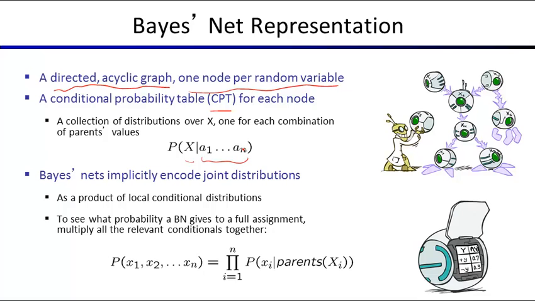Implicitly, by having all these CPTs, you encode a joint distribution. The way we define the joint distribution is as the product of the local distributions. So the joint is, by definition, the product of the local distributions. So whenever you're given a Bayes net, it's a graph and a set of CPTs. Together, they define a joint distribution. The reason you specify the Bayes net rather than the joint distribution is because it's much more compact. But there's always a joint distribution associated with your Bayes net.